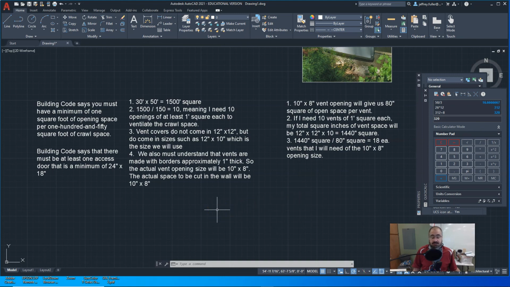Okay. Now I'm going to end the video, because then I'm going to start a new video showing you how to actually do the drawing of the foundation.